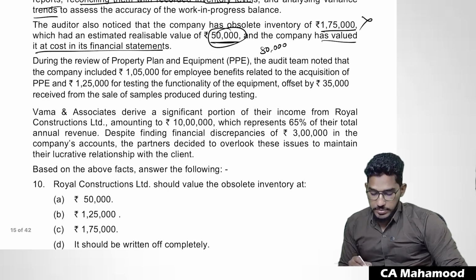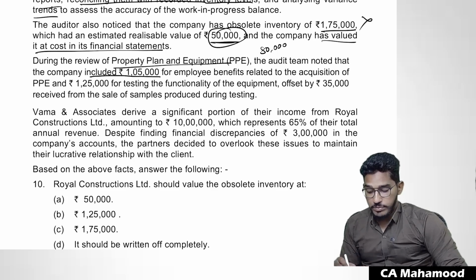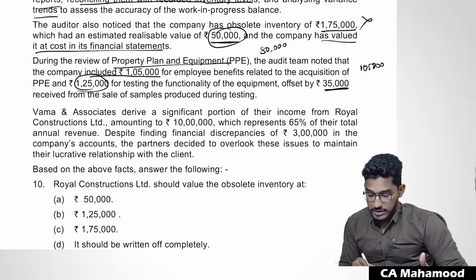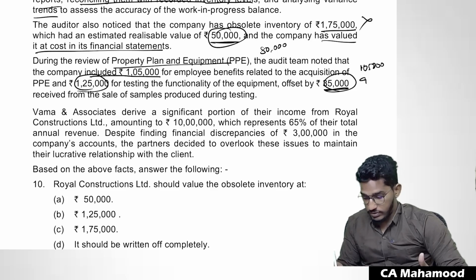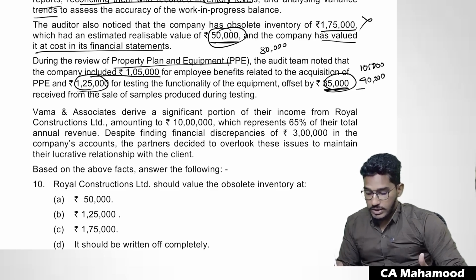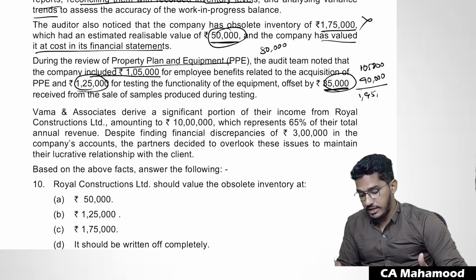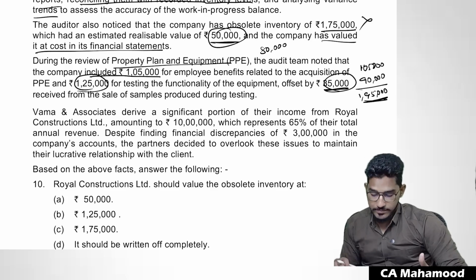Next. During the review of PPE, the audit team noted that the company included 1,05,000 for employee benefit expenses relating to the acquisition of PPE. So expenses directly related to PPE, employee benefit expenses are 1,05,000. They should be capitalized. And 1,25,000 for testing the functionality of the equipment. So for testing, they have spent 1,25,000. But from that testing, they are able to sell that output for 35,000. It has to be reduced. So if you reduce that 35,000 from 1,25,000, it will come to somewhere around 90,000 rupees. So what is the total capitalization value of PPE? So 1,95,000 rupees. This much value they have to capitalize.